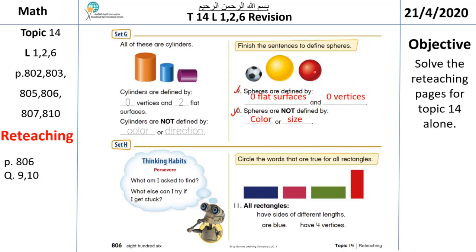Now, I know that set G, this set, is not included in the trial assessment because this is about lesson 7, and lesson 7 is not going to be included in the test, inshallah. However, I feel like if you understand this for the 3D, then it will help you for the 2D, that you should be able to know that the color and the size of the shape does not make a difference in defining the shape. Okay?